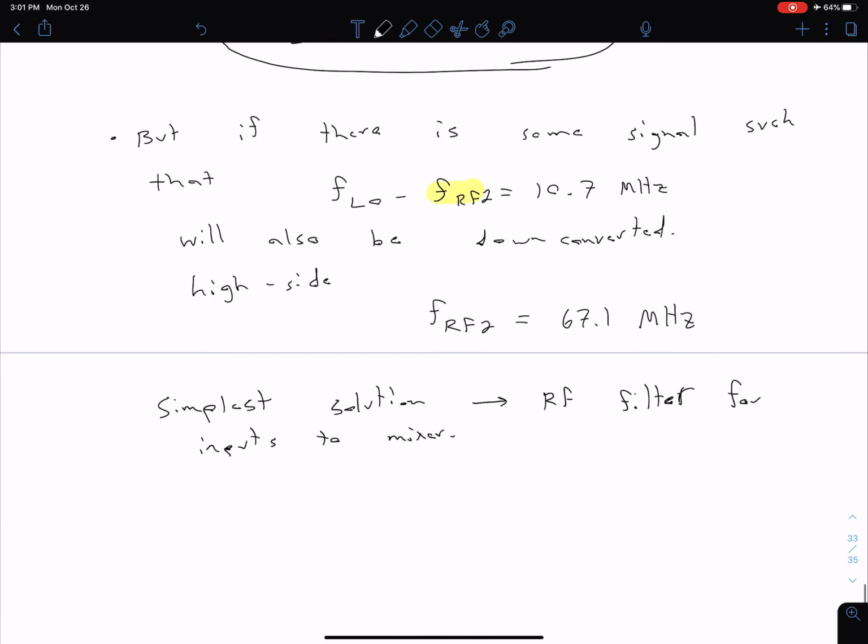Then we also need a filter on our output, because as we talked about, when we have the product of our local oscillator and our radio frequency, we get two frequencies. We get the difference of the two and the sum of the two. And so we want to filter out the sum of the two.